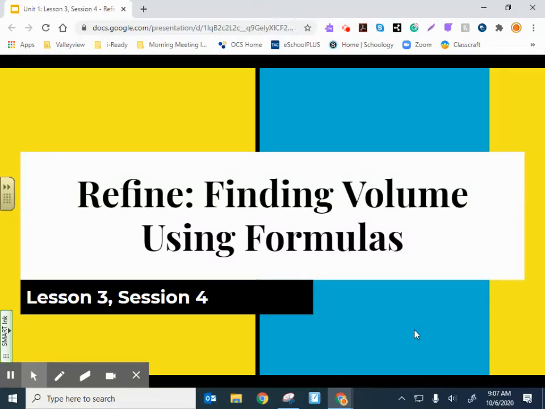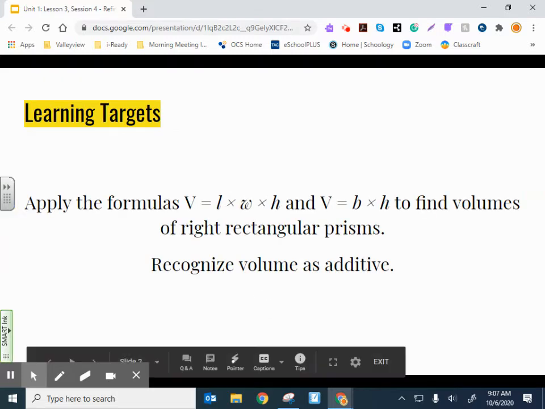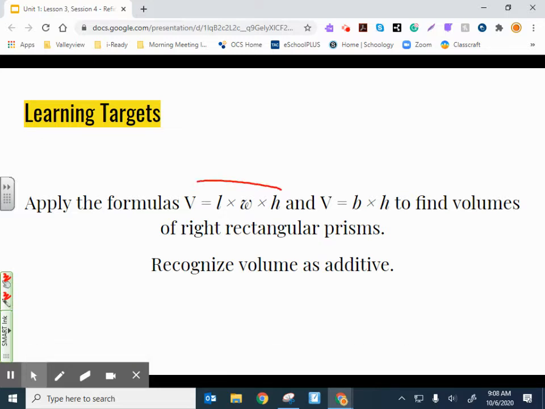This is the last session for lesson 3, session 4. We're going to go back to making sure we understand how to find volume using formulas. Again, just a quick review. Here are our two formulas for how to find it. We mostly have been using the first one, but the second one, using the base, is also helpful. But remember that base is just the length times the width. That part is the same thing, and that's why you get the same answer for both.